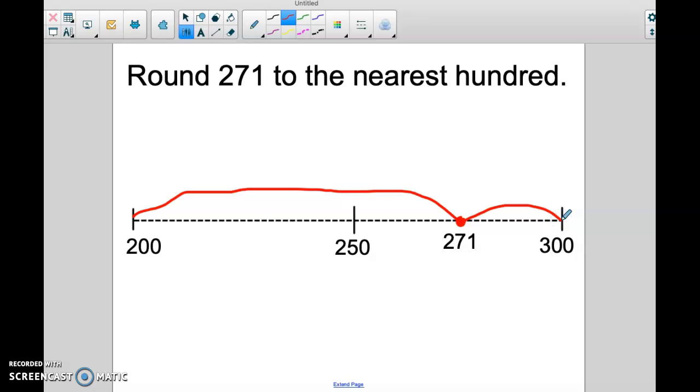Where is the smaller number? We can easily see, or I'm sorry, not smaller number, smallest distance. We can easily see that 271 is closer to 300. So that is where it rounds. 271 rounded to the nearest hundred would round to 300. That is all I have for rounding now.